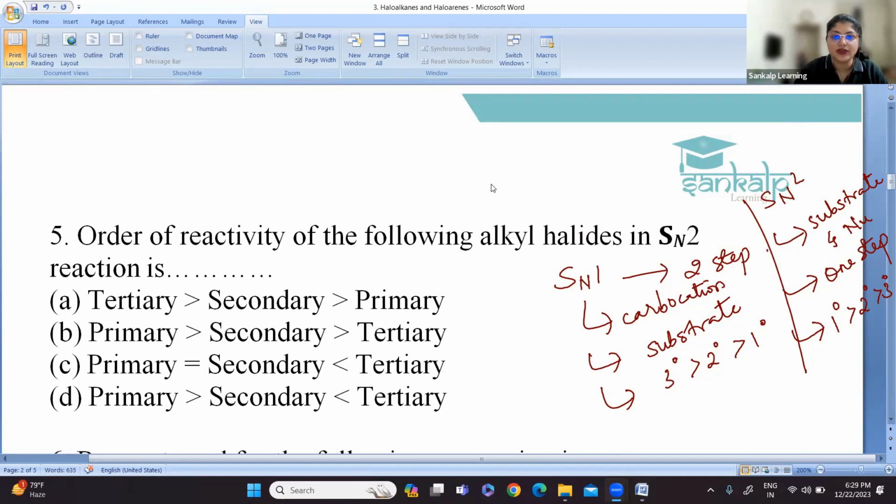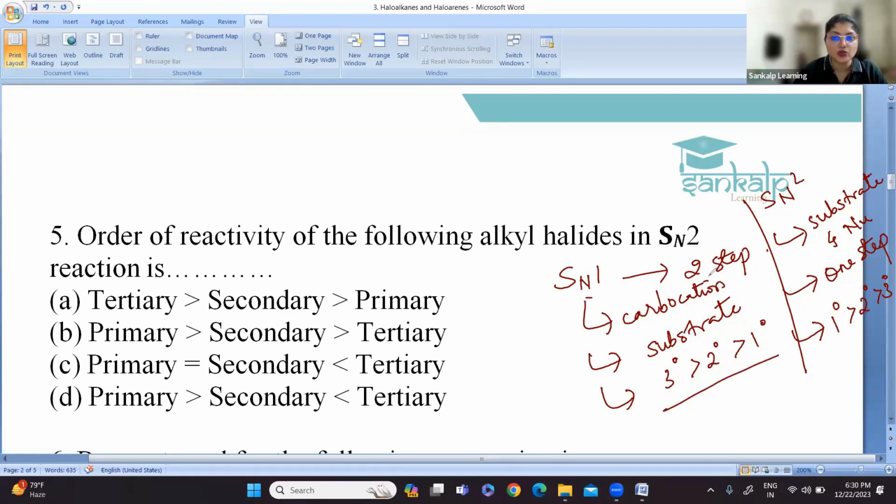Sita, Shushti, Vedvati, Sita. They have answered it right. Yes, primary is greater than secondary is greater than tertiary. I'm talking about SN2, not about SN1. In SN1, tertiary is more stable than secondary and then primary.